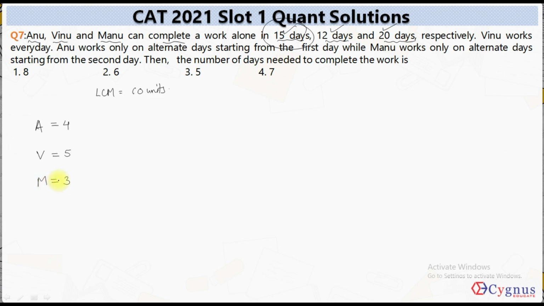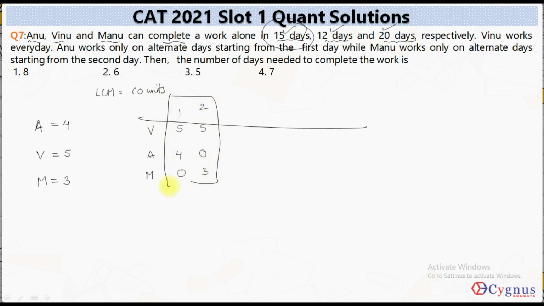Now they'll start the work. Vinu will work every day. First day, Vinu, then we have Anu and Manu. Vinu will do how many units on the first day? 5. Anu works only on the alternate days starting from the first day. That means Anu will do 4 units on the first day while Manu will not work. So I'll account 0 here. Second day, again Vinu will do 5. Anu will take rest and Manu will do 3 units. Same work will be counted for the next 2 days. Yes or no? They'll work in this manner again. Third day, fourth day, again I'll write the same values 5, 4, 0, 5, 0, 3 and so on.